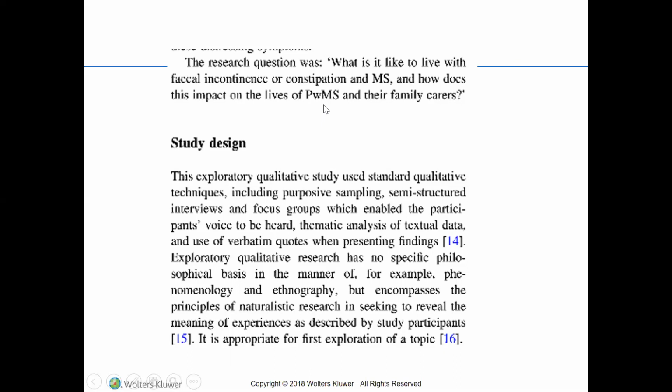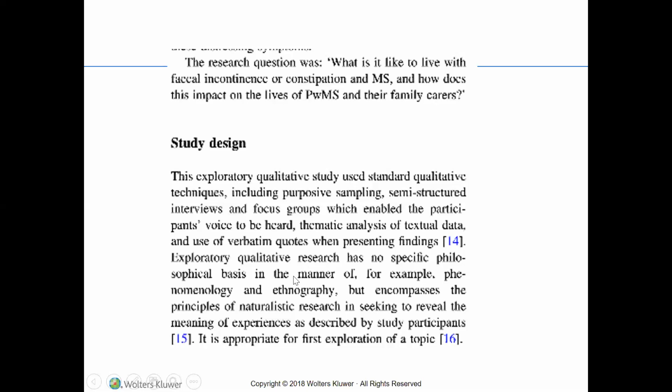In this case as well, we talk about people with that condition, rather than just saying, oh, multiple sclerosis patients, or, in the case of diabetes, diabetics. So we talk about people with that condition, and that's very consistent with the philosophy of qualitative research. And then when we look here at the design, they looked at a thematic analysis with textual data, and they used verbatim quotes when they presented the findings. That's one method of showing credibility.